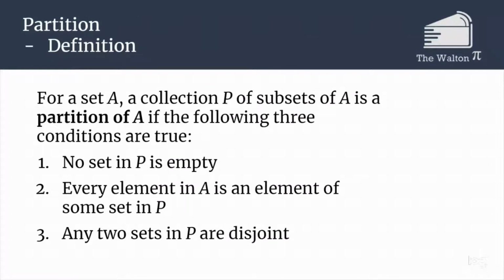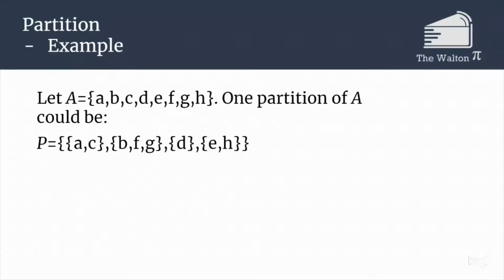So a partition is a collection of subsets of A that satisfies three specific properties. There is no empty set. Every element in A is an element of some set in P, and any two sets in P are disjoint, meaning that if you take two sets and look at their intersection, either the two sets are equal, or the two sets have no elements in common.